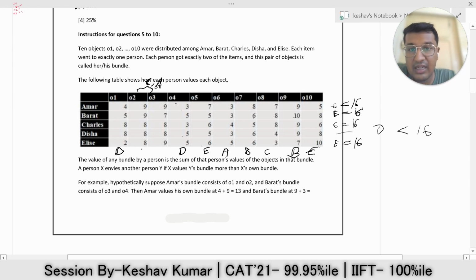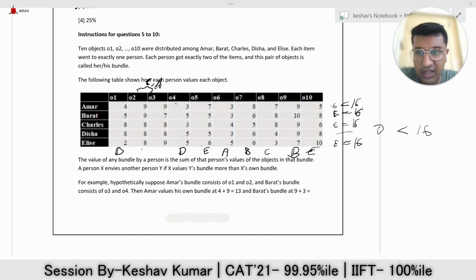Okay. Now, similar analysis for C. Let's try doing that. C values A's bundle, like O2 and O3 are the goods. I was saying, see, the C value must be 16. Now, take it for B. If C gets the O2 bundle, which will make its value 16 definitely, but for Bharat, the value of O2 plus O8, the bundle which C is getting, will be 17.